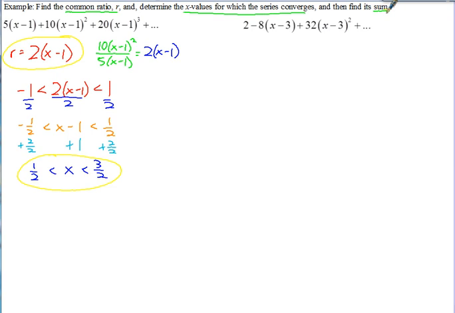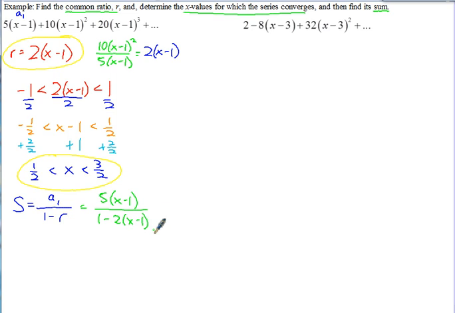And the way you find its sum on an infinite geometric series, recall, is the first term, a sub 1, over 1 minus the common ratio. In this case, the first term, a sub 1, is 5 times x minus 1. So let's just go ahead and simplify that. So we've got the first term, 5 times x minus 1, over 1 minus the common ratio we figured out, which is 2 times x minus 1.